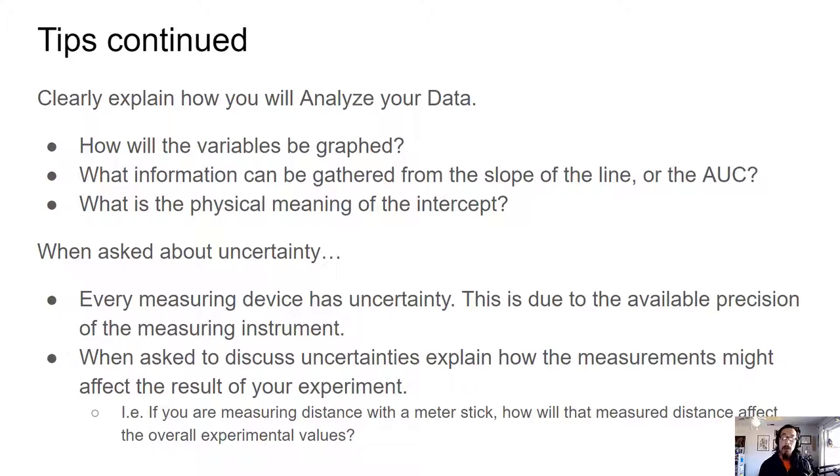So for example, for the first bullet, every measuring device has an uncertainty. So if you look at a ruler, in between each hash mark, right, there's a space. There's a space where there's no ink. That is your uncertainty. Okay, you are only as accurate as your device.